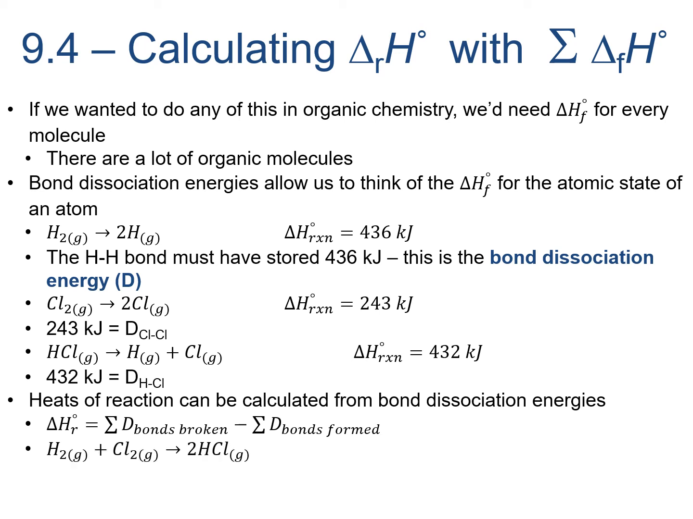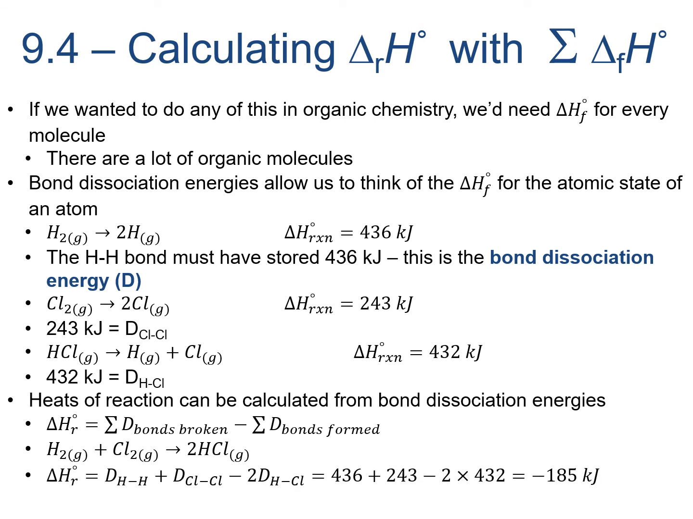So for a reaction that happens between hydrogen and chlorine to form hydrochloric acid, we would just add the energies for the H-H bond that was broken, the Cl-Cl bond that was broken, and subtract 2 times the energy of HCl for the 2 HCl molecules that were formed. Altogether, we get negative 185 kilojoules for this reaction, which would indicate that it's exothermic.